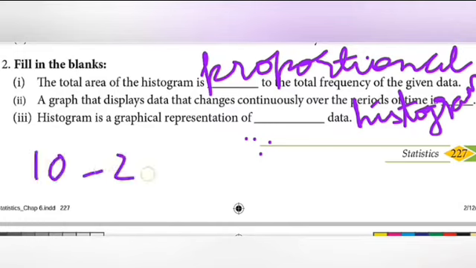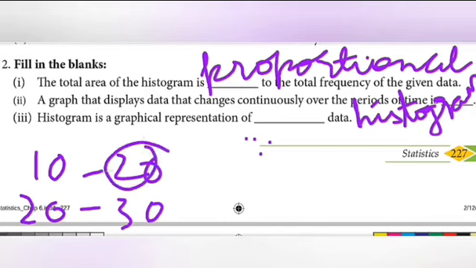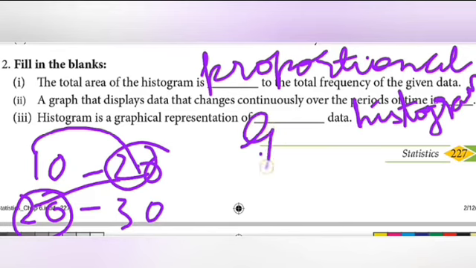Okay, then a histogram is a graphical representation of dash data. It is continuous data, right? So we can write continuous data. Listen, if 20 comes, again 20 should come, because that is a histogram. Okay, it is easy, we can also write grouped data.